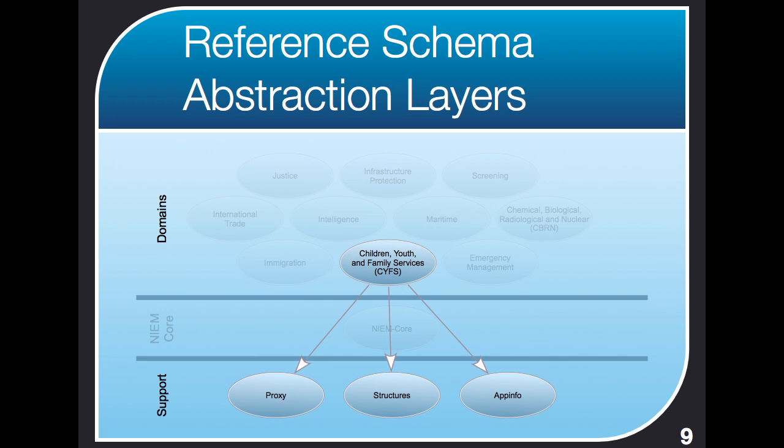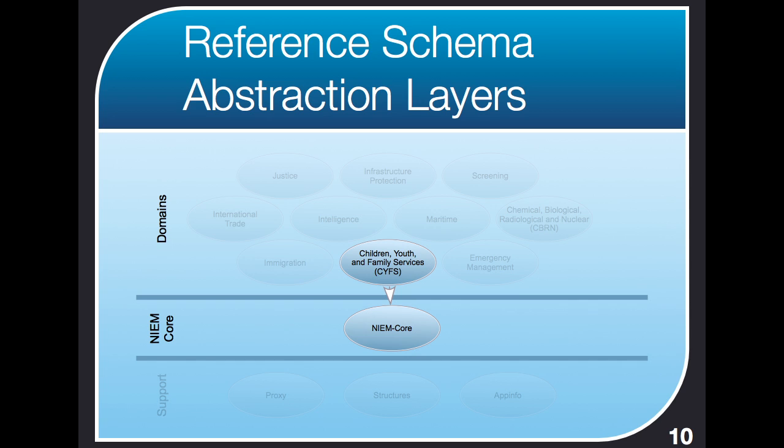Here we see another example of a higher layer drawing from a lower layer. We'll look at just the CYFS domain, but this is true for any of the domains in this layer. The domains draw upon the support layer, so they utilize proxy, structures, and app info as well. But again, the support structure stuff does not draw upon the CYFS domain. It's a one-way flow. Children, Youth, and Family Services utilize that support layer below it. The support layer does not utilize the domain itself.